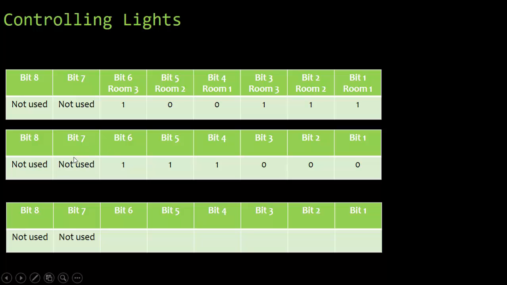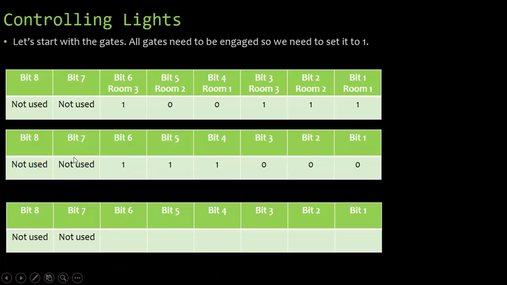This second one right here is our bit mask. So we're starting with the gates. All gates need to be engaged. So we need to set room 3, room 2, and room 1 to 1. We need to engage those gates. So this binary number is showing the current state. Here, using OR, this is our bit mask.